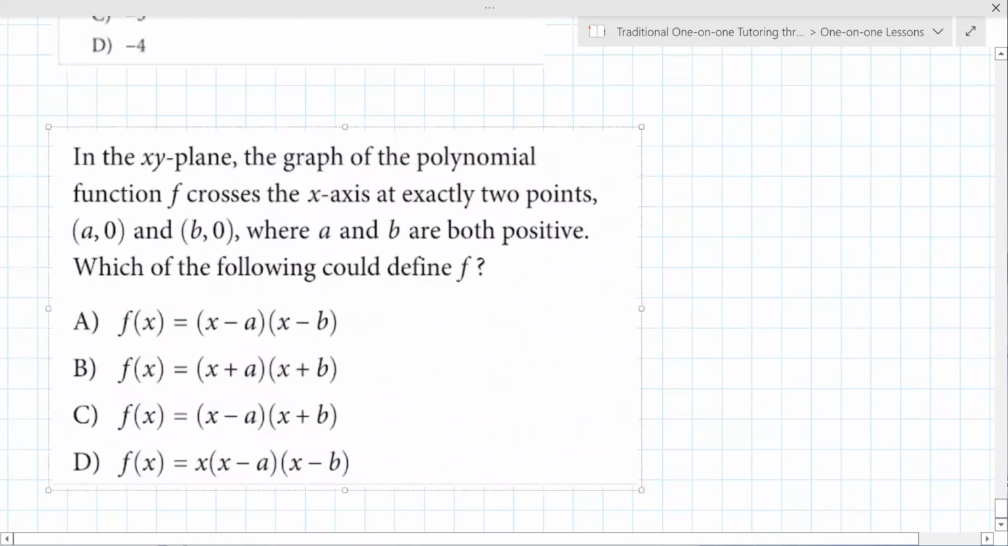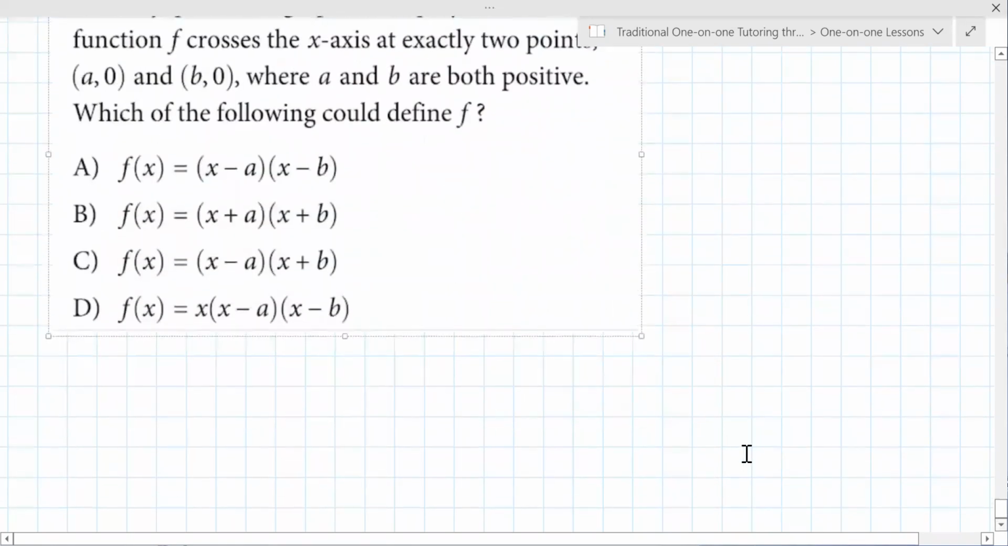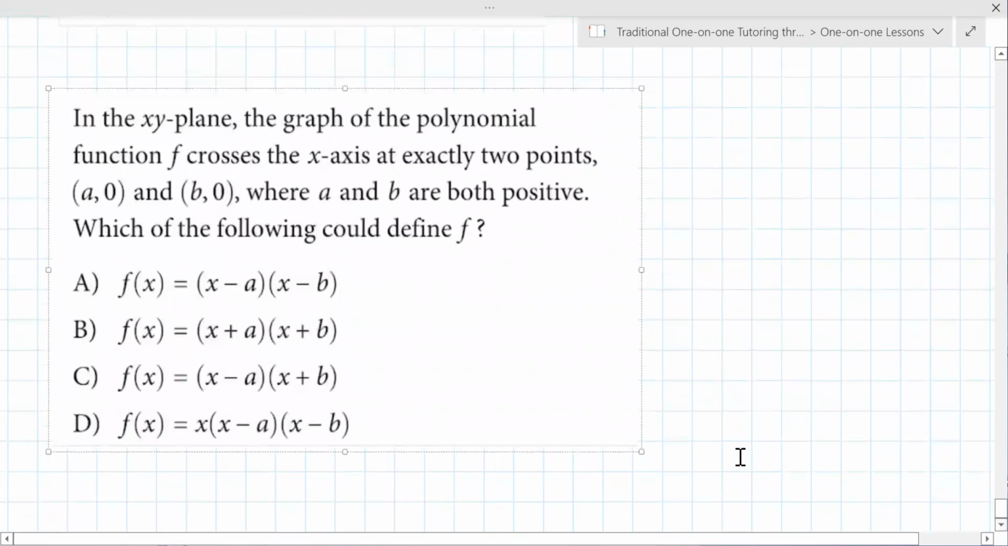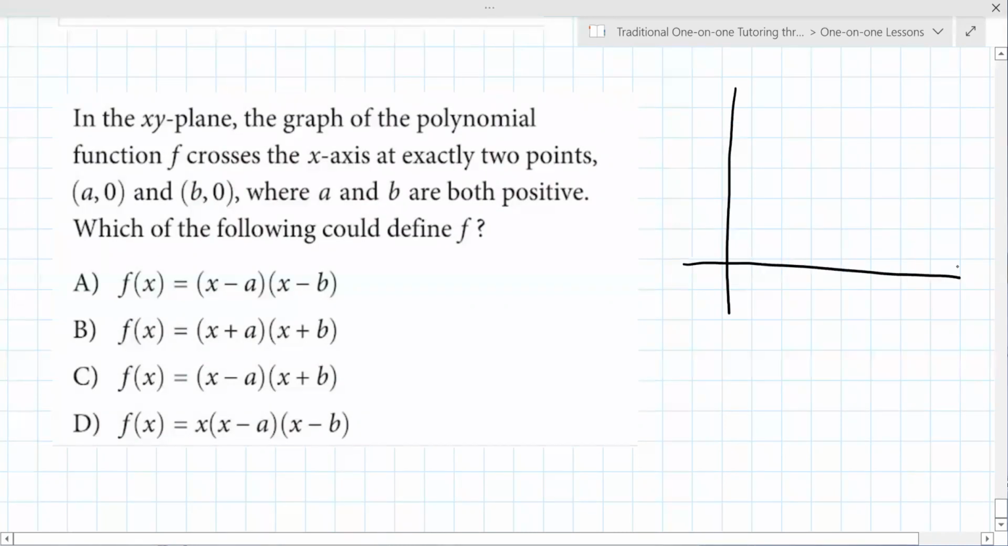All right, go ahead and read this one out loud for me, please. Okay. In the xy-plane, the graph of the polynomial function f crosses the x-axis at exactly 2 points, (a, 0) and (b, 0), where a and b are both positive. Which of the following could define f? Are there any words in there that you do not understand? No. Okay. So it says it crosses at exactly 2 points, a and b, but they're both positive.